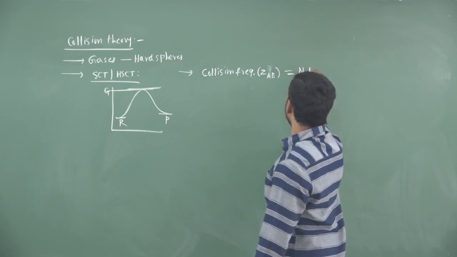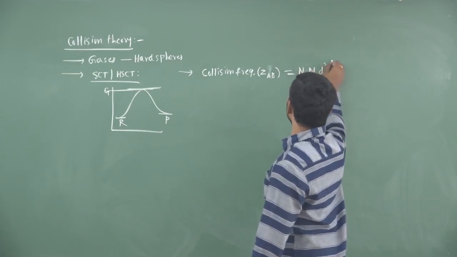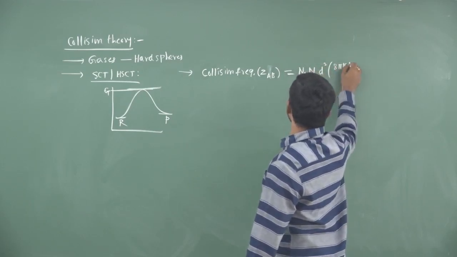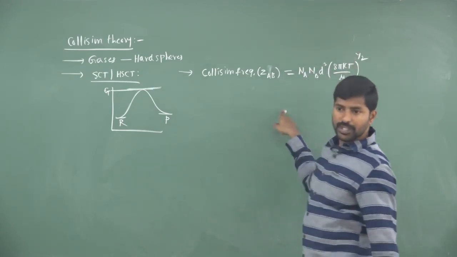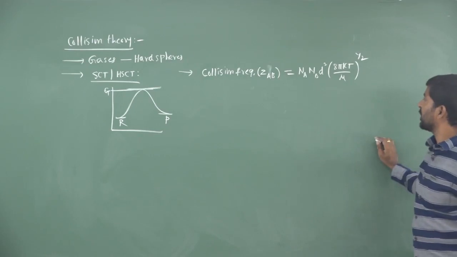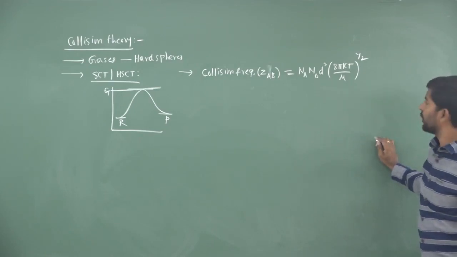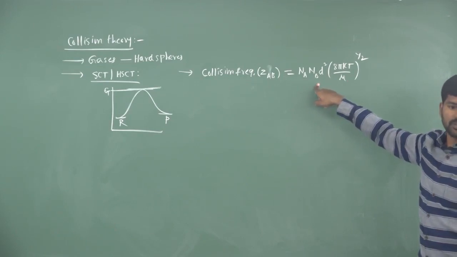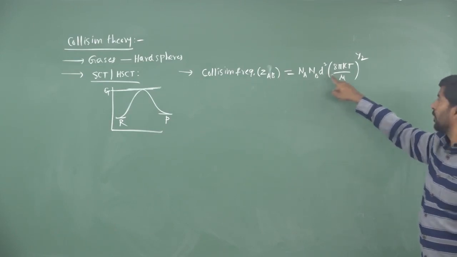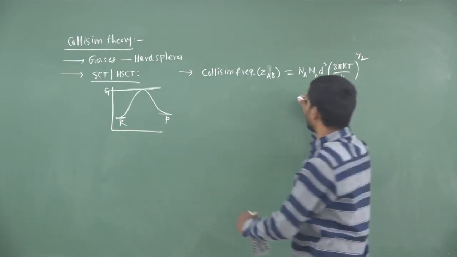It is Na Nb d square (8 pi kT by mu) whole power 1 by 2. Na and Nb are the number of molecules of A and B per unit volume. d is the average collision diameter.